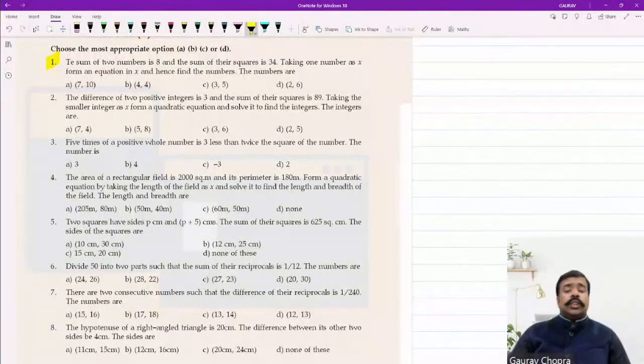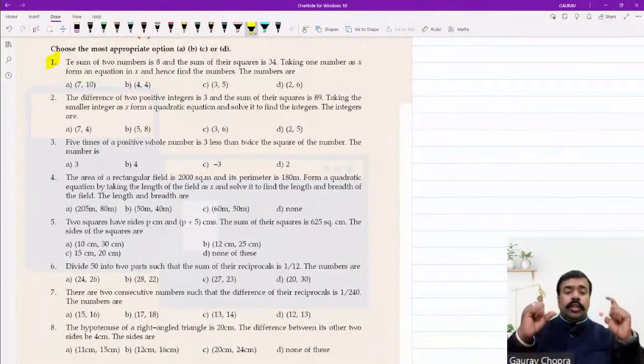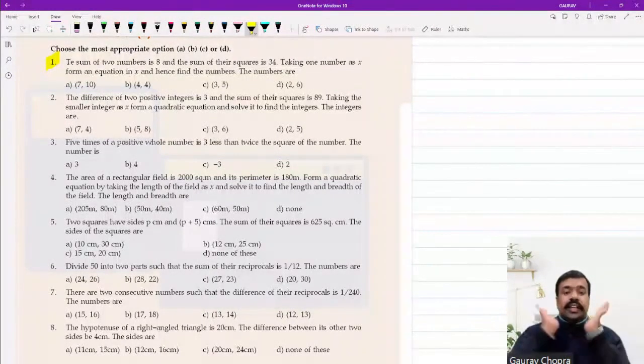So in this first question, what is the requirement? The question says the sum of two numbers is 8. So if we add the numbers, the sum should be 8. And the sum of their squares is 34. If both numbers are squared and added, the sum will become 34. Now taking one number as x, form an equation.